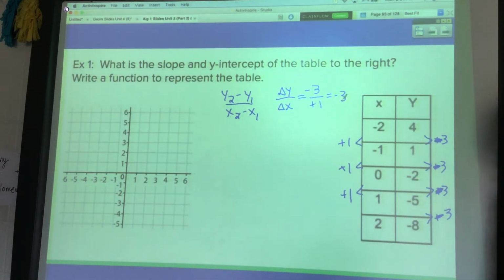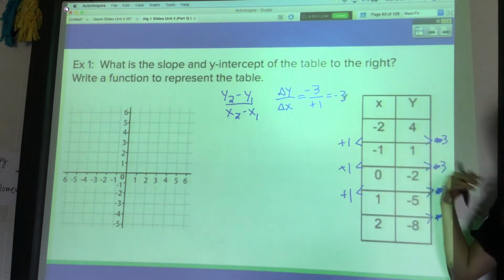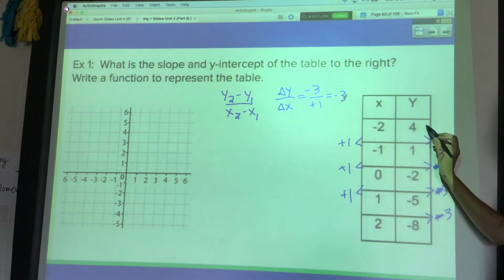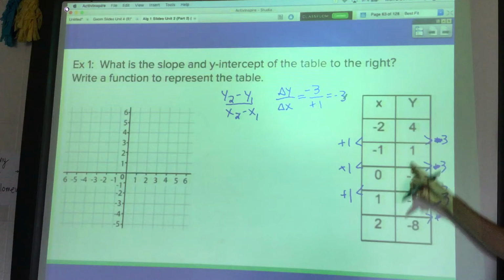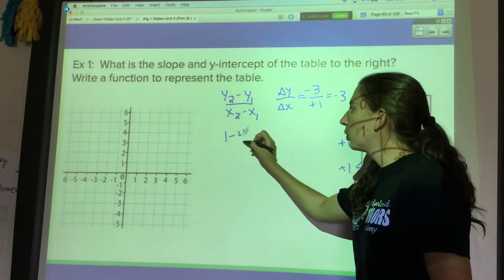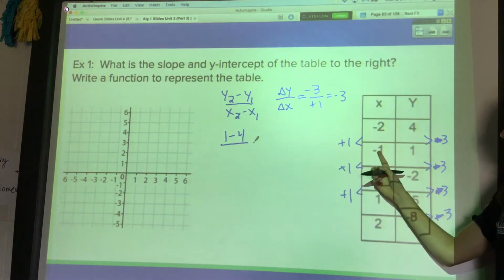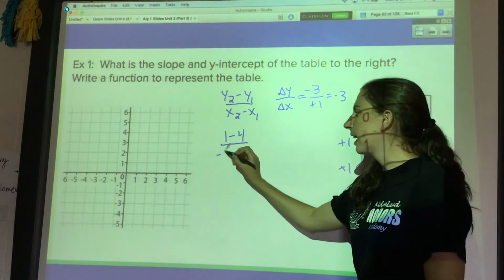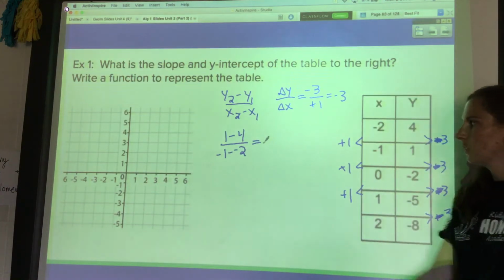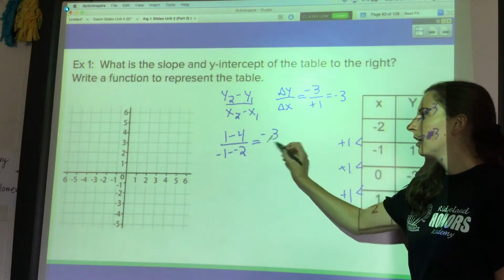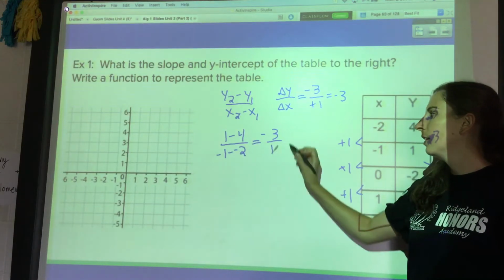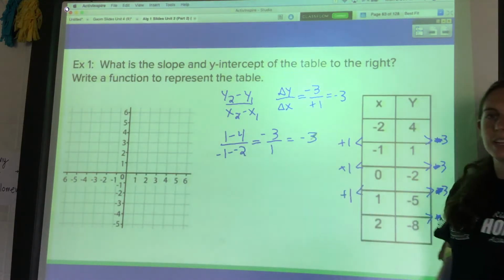Another way to find that is just pick 2 points in the table and do the slope formula. So let's just use these first 2 points. Do y2 minus y1, so 1 minus 4, and x2 minus x1, negative 1 minus negative 2. 1 minus 4 is negative 3. This is negative 1 plus 2, which is 1. Which again gives me negative 3.